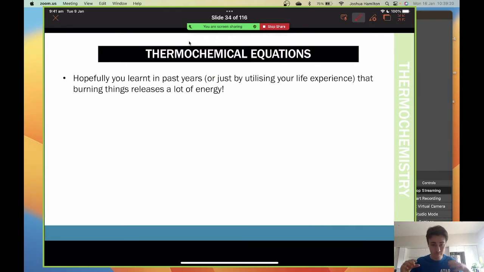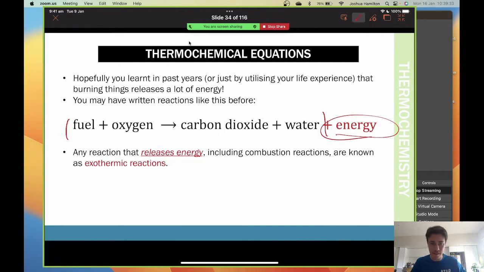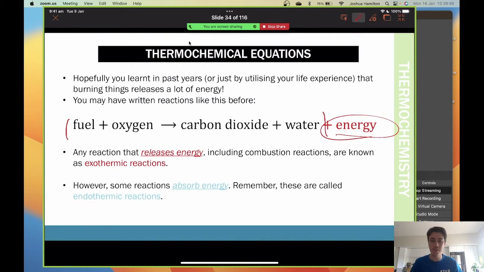Now, thermochemical equations. As you can see here, we have the exact same combustion equation, but we have added energy to the end. What that means is that all of these combustion reactions release energy, which is the whole point of it. So we put a fuel in a car because we want the energy, we want the wheels to spin. This is what is happening. We combust the fuel and we get energy out. So these are known as exothermic reactions, and they release energy.